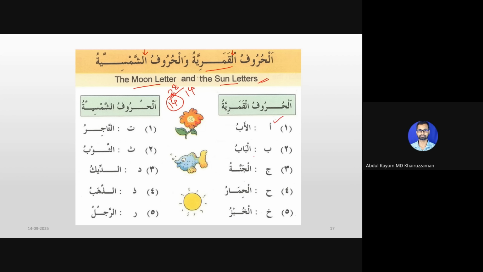So we read huruf al-qamariyya. First we have hamza, al-abu. Al-abu means the father. Ba, al-bab. Jim, al-jannatu. Ha, al-himaru. Kha, al-khubzu. Al-khubzu means bread. Then huruf al-shamsiyya, we have ta. At-tajiru, we know, merchant. Tha, ath-thawbu. Thawbu means dress or thawb. Dal, ad-diku, rooster. Dhal, adh-dhahab. Adh-dhahab means gold. Ra, ar-rajul. Ar-rajul means man.